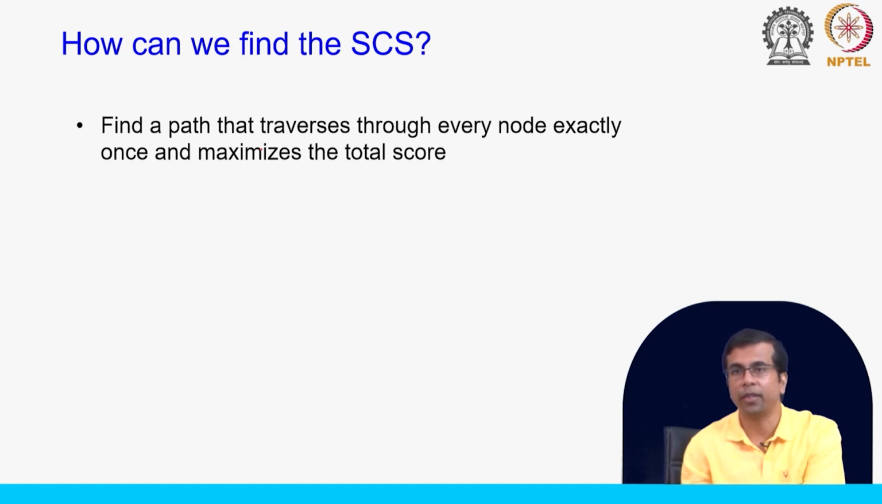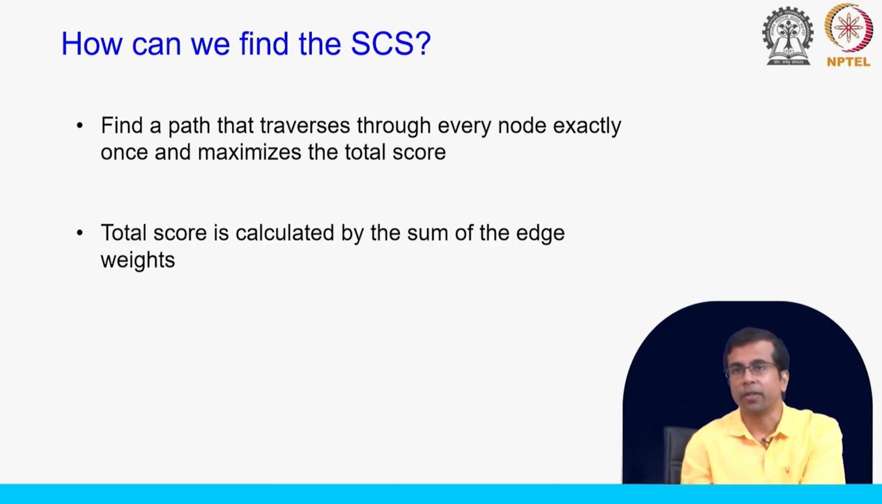So, why every node exactly once? Because we have reads, right. So, we are using each read only once, right, not multiple times. And the total score is calculated by the sum of the edge weights, right. So, if you are traversing through, let us say edge weight 4, then edge weight 5, you simply add this, right, 4 plus 5 plus and so on, okay, and you get the final score. Okay, so how do you actually find this path?